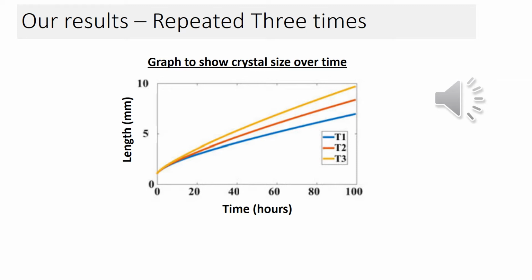This was obviously repeated 3 times, which is why we've got our key here: teacher 1, teacher 2, teacher 3. So we've got 3 sets of data here, and as you can see, the line is increasing over time. The length of the crystals has increased over time. So you can quite categorically say from this set of data that on all 3 occasions, as the time increased, the length of the crystals also increased.